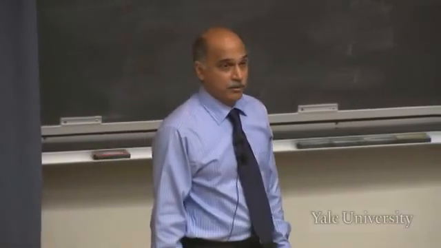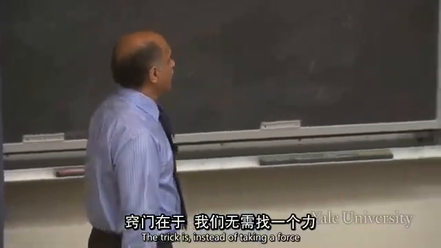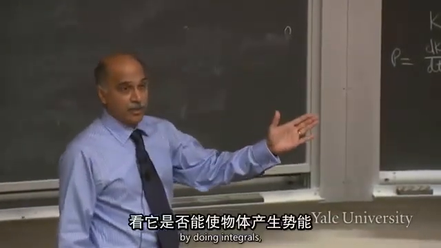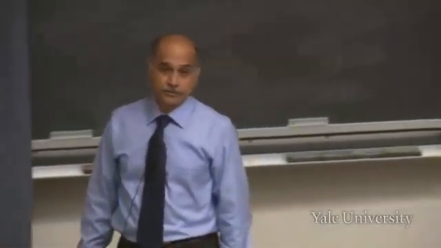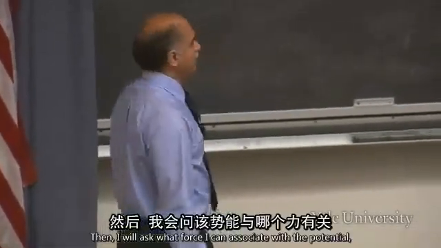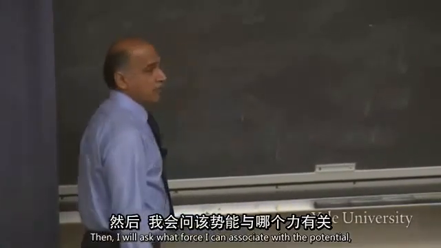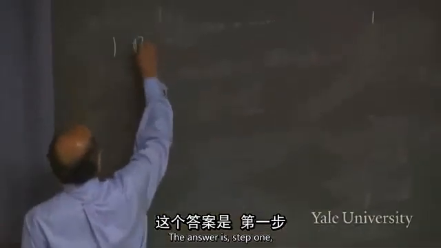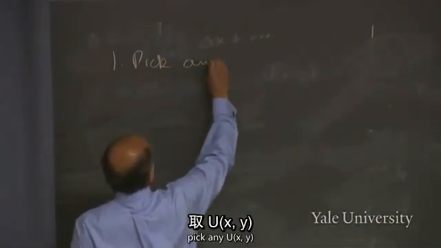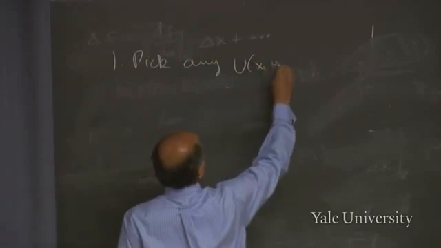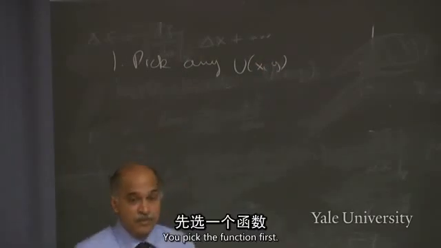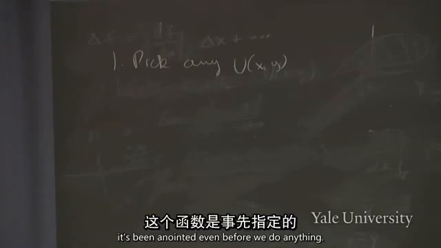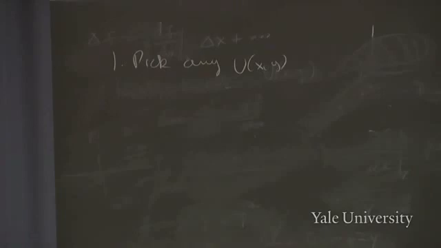Here is the trick. The trick is, instead of taking a force and finding if there's a potential that will come from it by doing integrals, let me assume there is a potential. Then I will ask what force I can associate with the potential, and here is the answer. The answer is, step 1, pick any u of x and y. You pick the function first. That function is going to be your potential energy. It's been anointed even before we do anything.